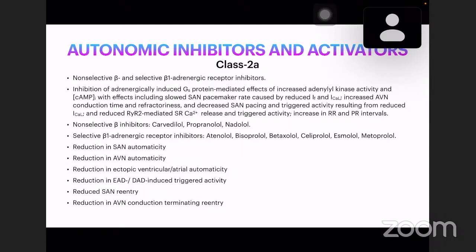And they decrease the SAN automaticity, they decrease the AV node automaticity, they decrease the ectopic ventricular or atrial automaticity, they decrease the early depolarization, they decrease the delayed depolarization induced trigger activity, and they reduce the SAN re-entry also. They also reduce the AVN conduction terminating re-entry also.